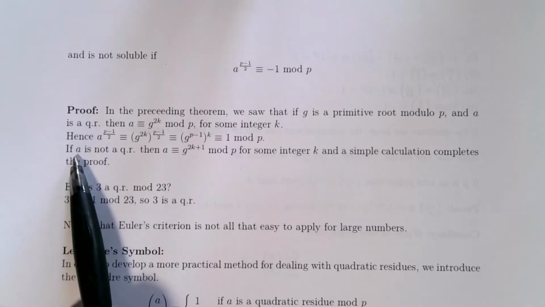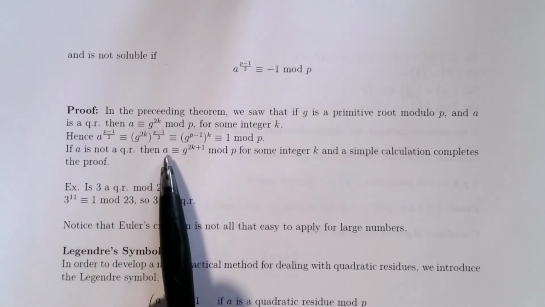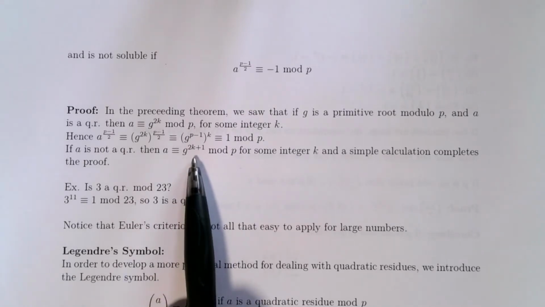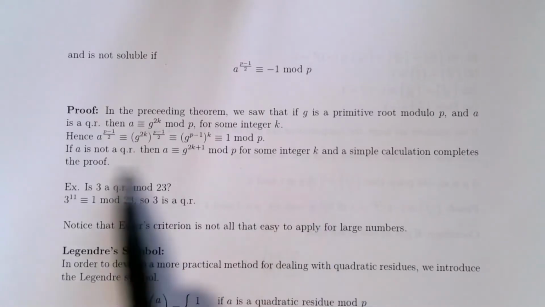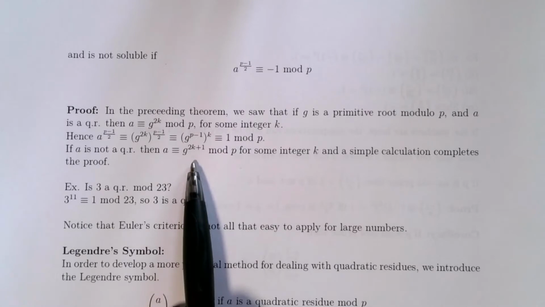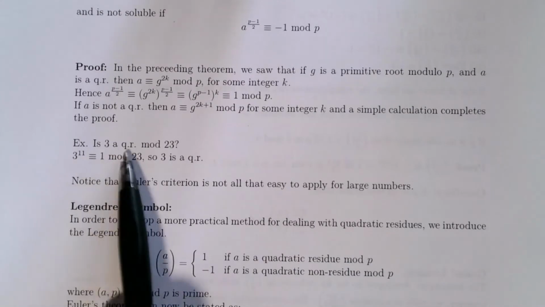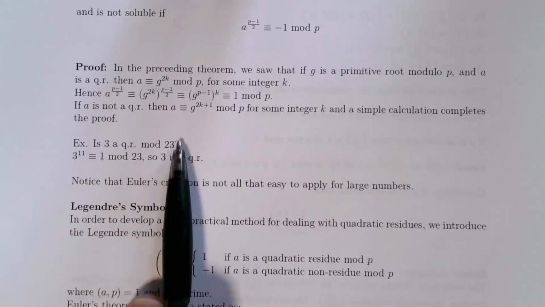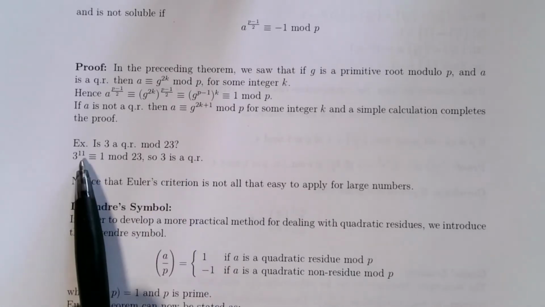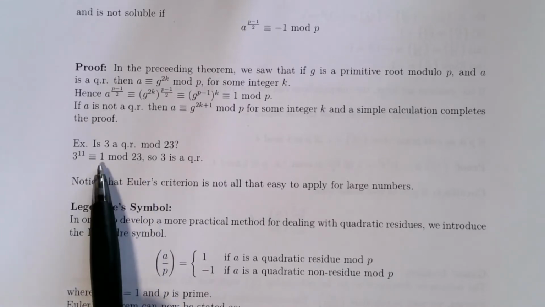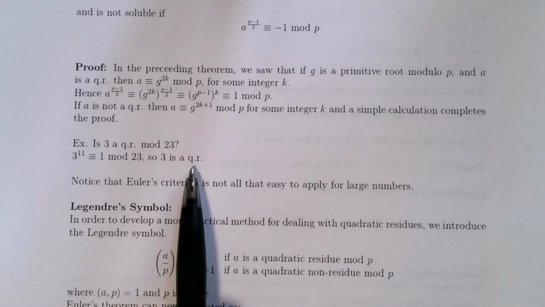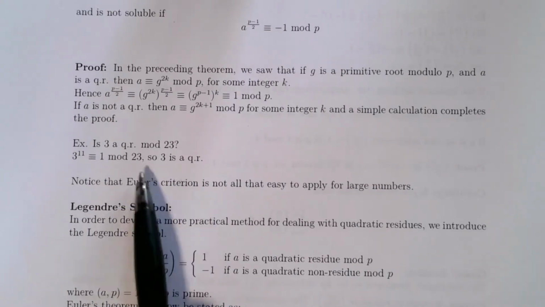If a is not a square, not a quadratic residue, we saw before that a then had to be an odd power of the primitive root for some integer k. And again, simple calculation completes the proof. If we raise this to the power (p minus 1) over 2, we will end up arriving at minus 1. You do the calculations on that. So a little example of how to check this quickly. Is 3 a quadratic residue modulo 23? We take (23 minus 1) over 2, which is 11. We calculate 3 to the 11 modulo 23, and after some arithmetic we get 1, and that tells me that 3 is a square modulo 23. It doesn't tell us what it's the square of, it just says that it is a square.